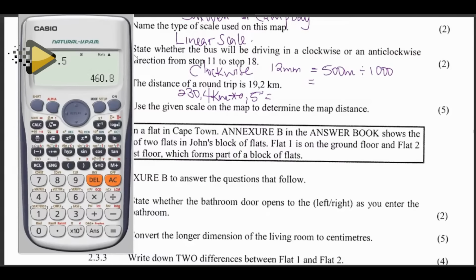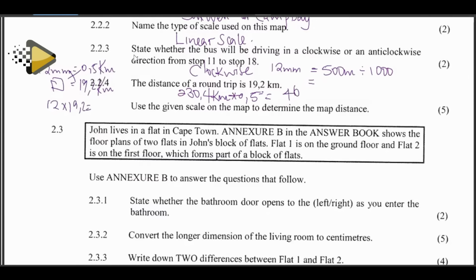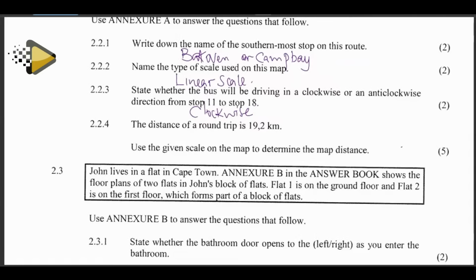Which is 40. And these are millimeters. In other words, the same as 40,6. So they want us to determine the distance on the map. So we're going to use the scale.